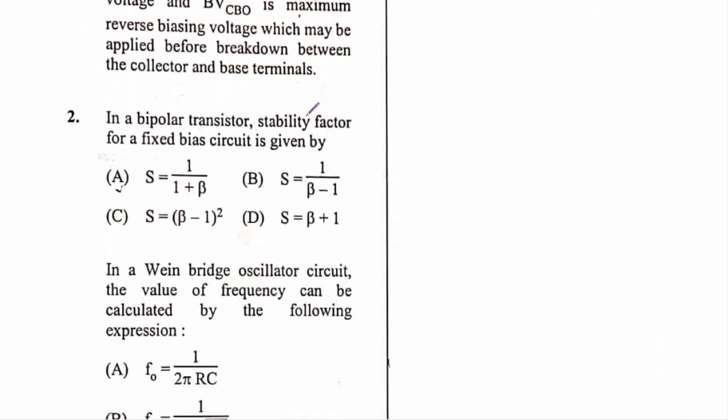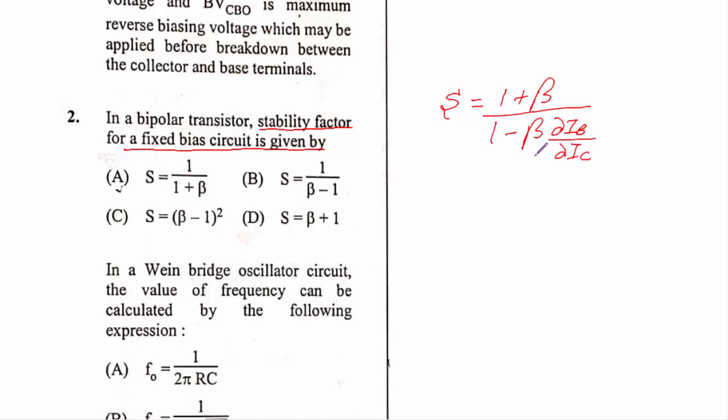Second question, in a bipolar transistor, the stability factor for a fixed bias circuit is given by. We know that stability is expressed as S equals to 1 plus beta divided by 1 minus beta times of dou IB divided by dou IC. We know that in the case of fixed bias, dou IB divided by dou IC which is equals to 0. So I will be getting stability which is equals to 1 plus beta or beta plus 1. Hence option D is going to follow.